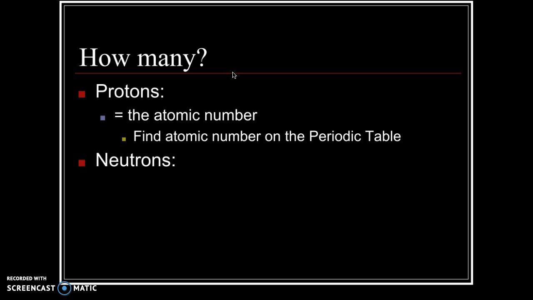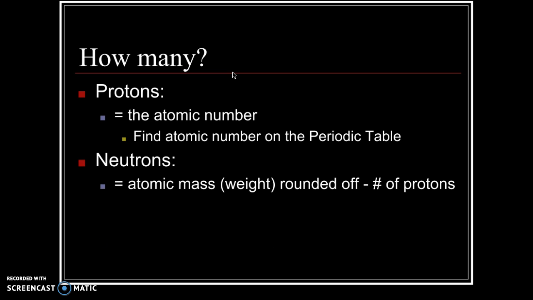Now, neutrons are a little more complicated. We have to find the atomic mass, and we round that off. When we take the average atomic mass, which is that number located on the bottom of each element box on the periodic table. For instance, find carbon on your periodic table right now. On the bottom of carbon's box, you'll notice it'll have a mass of about 12.01. That's its average atomic mass, and I'll talk about why we average that out later.